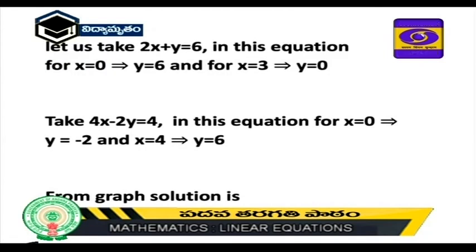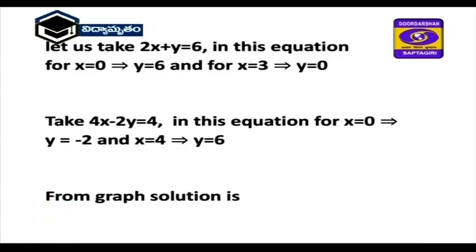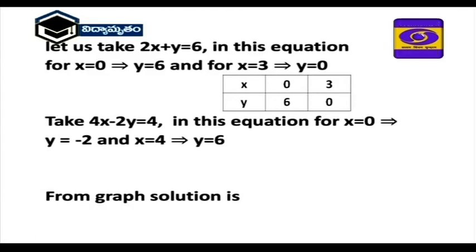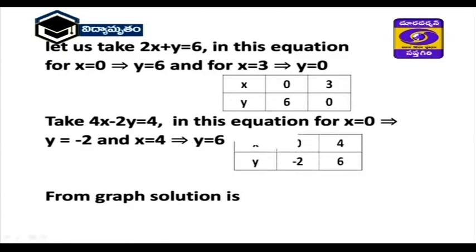So, let us take the points for 2x plus y equal to 6. For x equal to 0, y equal to 6, and for x equal to 3, y equal to 0. These are the points for this line. And the points for the second line, that is 4x minus 2y equal to 4: for x equal to 0, the points are 0, minus 2 and 4, 6. Now, I am going to draw the graph.